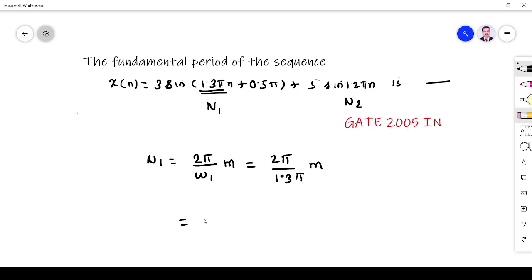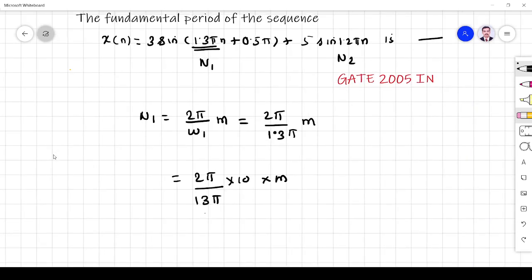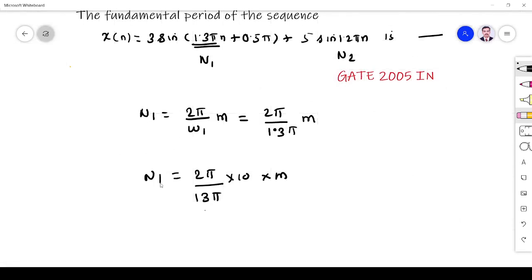M is an integer. So I can write 1.3 pi as 13 pi by 10, that will come out into m. So m is any integer which makes N1 an integer. So pi will cancel. When you substitute m is equal to 13, this will become 20. So N1 is equal to 20 for m is equal to 13.